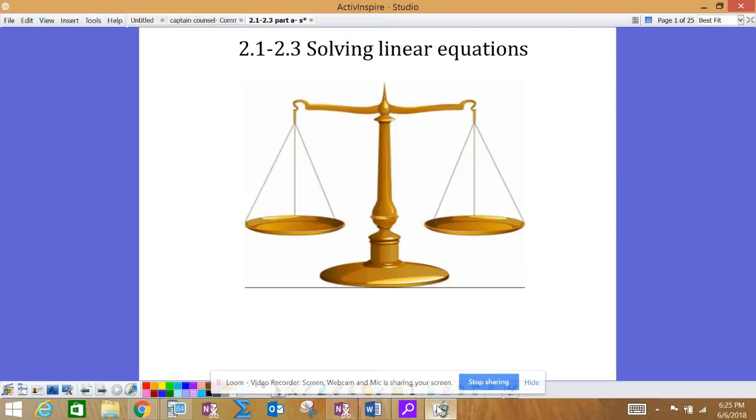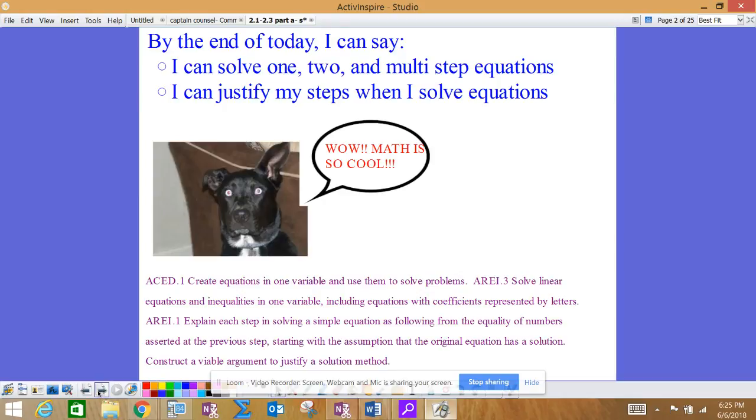This lesson is going to be on solving linear equations. The reason I have this scale on the first page is because when we're solving equations, we have to think about each side of our equal sign like a scale. And whatever we do to one side, we have to do to the other side of the equation because we want to keep it nice and balanced. And we'll see and hear that analogy later on in the lesson.